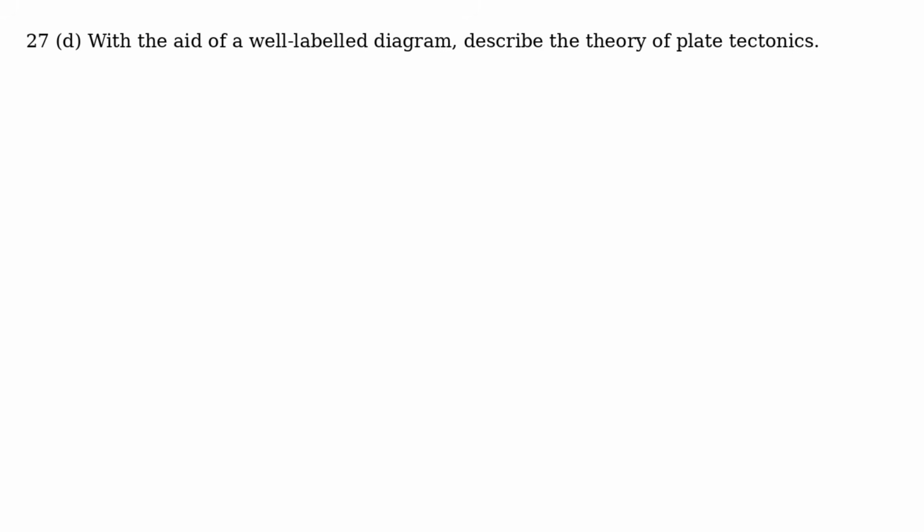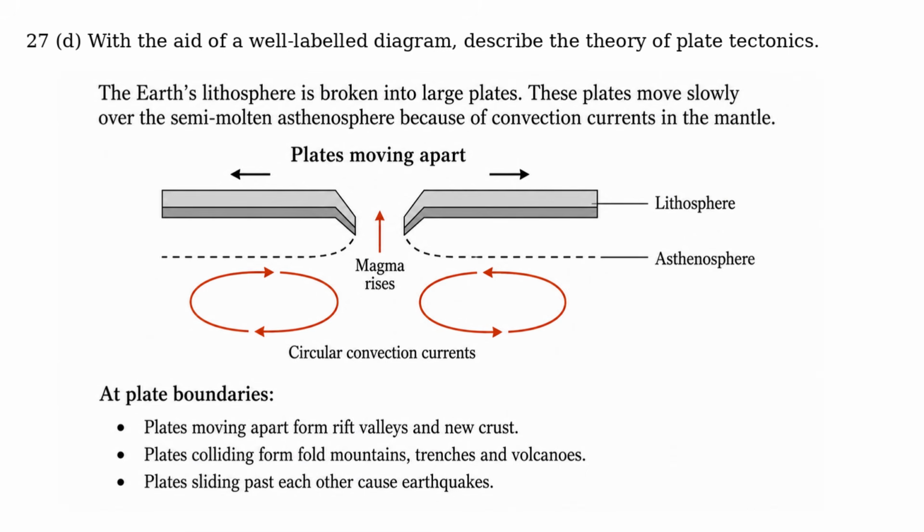Then we go to D, 27D. With the aid of a well-labeled diagram, describe the theory of plate tectonics. Now, the Earth's lithosphere is broken into large plates. These plates move slowly over the semi-molten asthenosphere because of convection currents in the mantle. So you should see plates in your diagram. There should be plates moving apart, and we should see the lithosphere. We should see magma rising, and with that your diagram should be correct. I'll give you a sample diagram, and here you can see it.